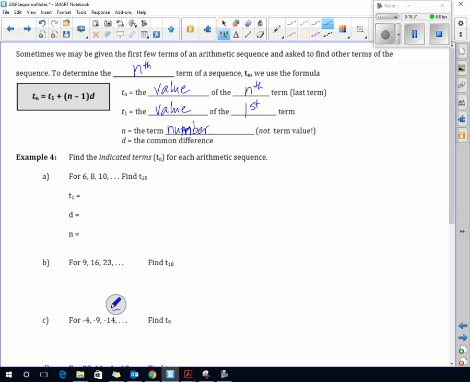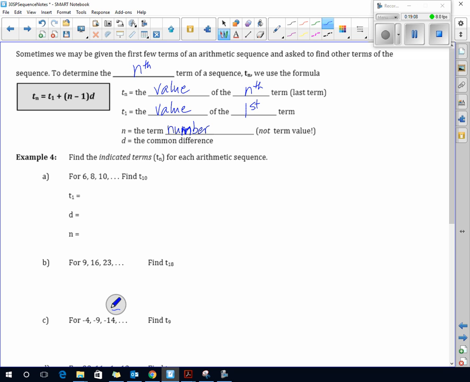So for instance, in the next example coming up, term 1 is the n. The term value for term 1 is 6. Do you understand the difference between value and number? The term number would be 1, right here. The term, like T1, the value would be 6, right? Term 2, the number is 2, the value is 8. Yes? Okay, and d, of course, is the common difference.